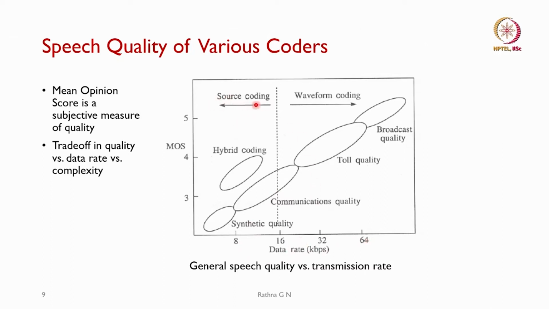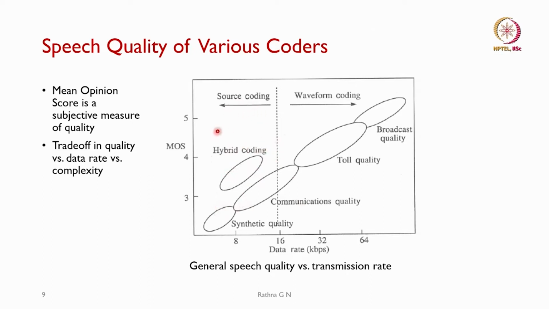And then the source coding is on this side of the line, and the waveform coding goes beyond 16 kilobit per second. You will see that synthetic quality is at the bottom, and communication quality just spans between the two of them. The toll quality and broadcast quality, as we have seen in the previous slide also, go into the waveform coding, beyond 16 kilobit per second, whereas the hybrid quality lies between synthetic and communication.